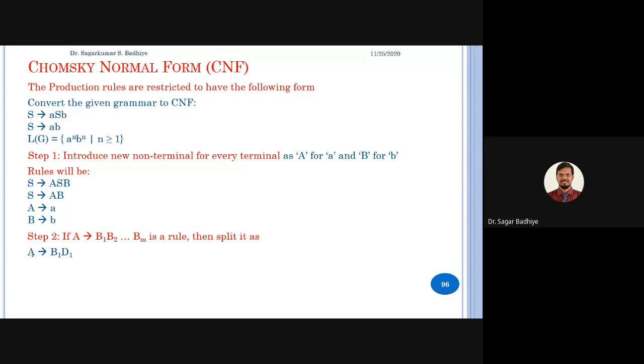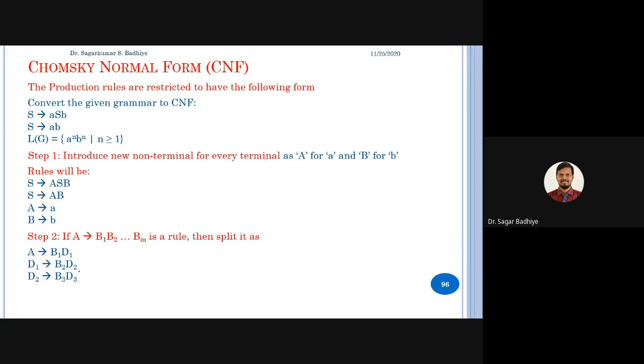Like we'll write a rule, A derives to B1 as it is, and for the remaining part we would be adding a new non-terminal D1. Now this D1 should derive to this part, B2 to Bm, right? But again, if we write D1 derives to B2 B3 dot dot dot Bm, it would again not be in CNF. So we'll apply the same rule. We'll write D1 derives to the first non-terminal B2, and for the remaining non-terminals we'll introduce a new non-terminal like this. So we'll go on doing this, like D2 will derive to B3 D3.